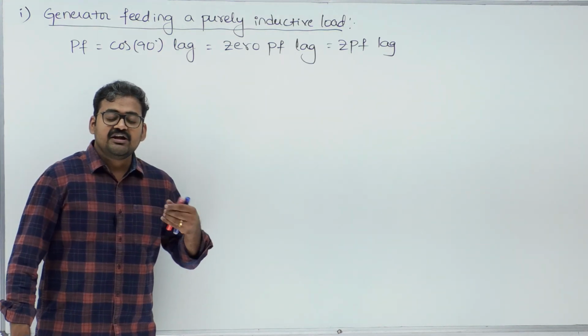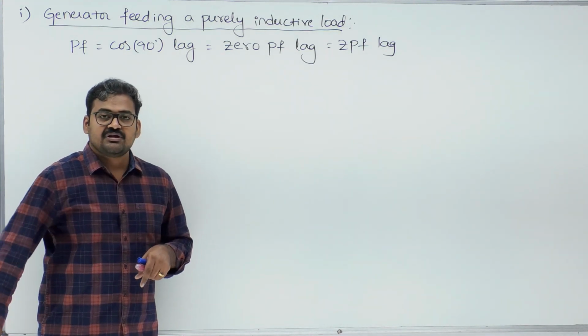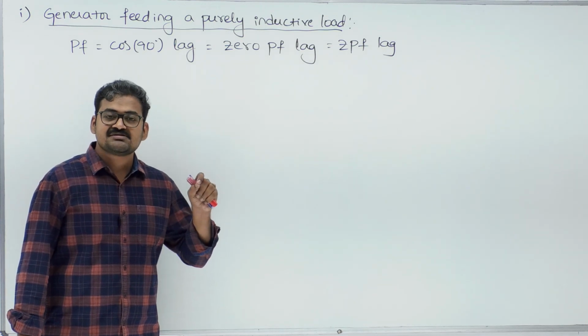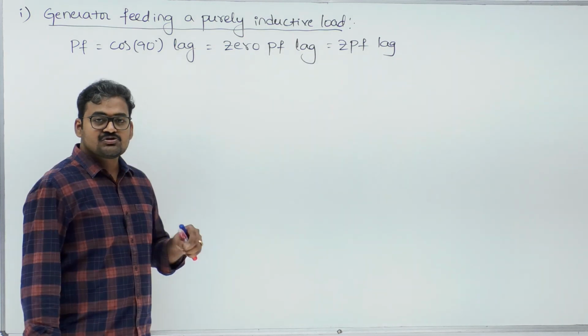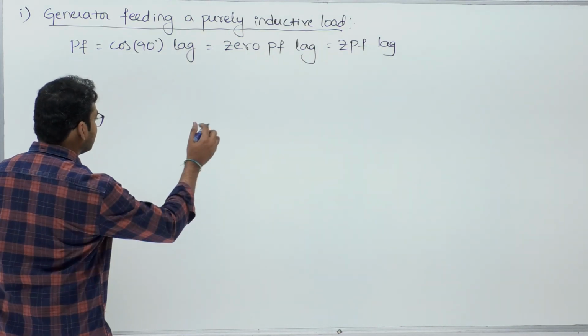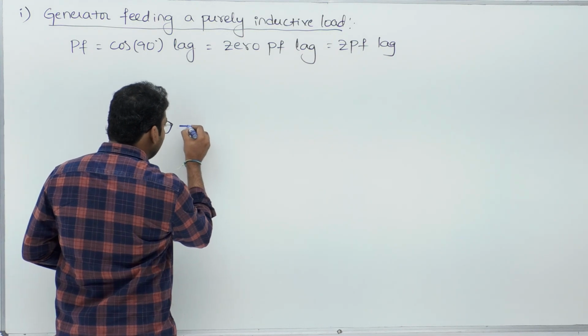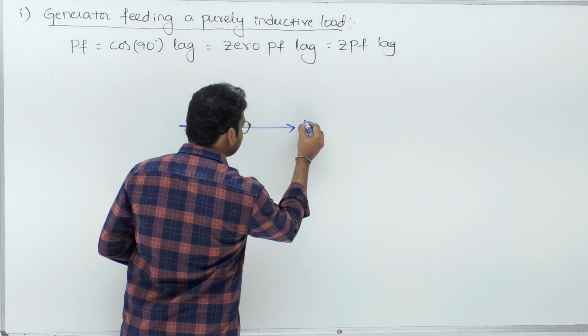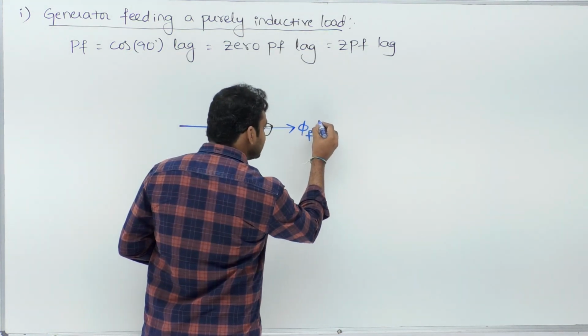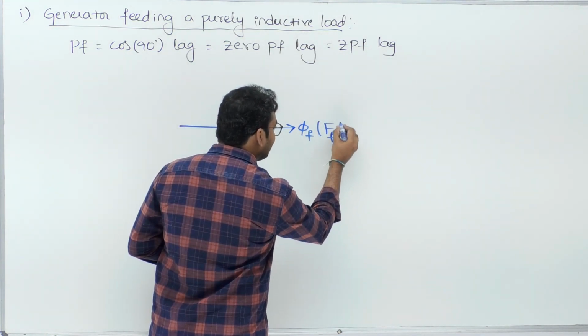So we will try to study the effect of armature reaction for a purely inductive load where power factor is ZPF lagging. Okay. So first let me try to draw the phasor diagram. Alright, look at the phasor diagram now. Always we are taking main field flux as reference. This is main field flux, or you can also consider it as main field MMF.